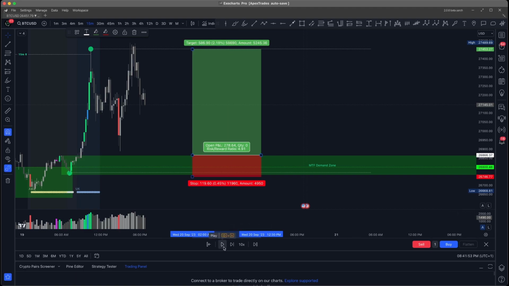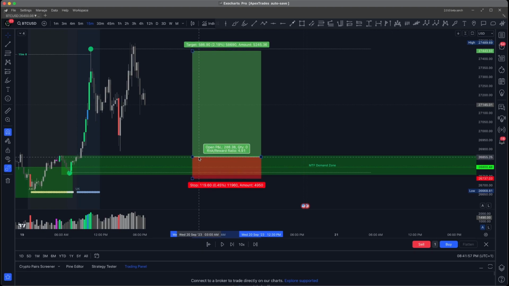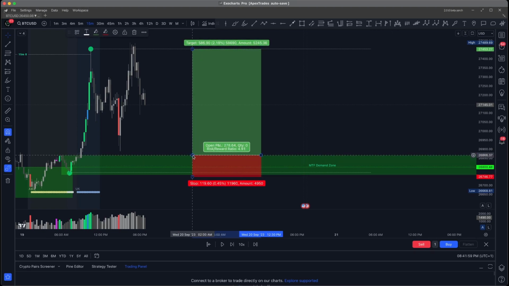It's absolutely no problem, because what we're aiming for is decent risk to reward. On this, I'll bring this down so I've got a 5-to-1 there, something like that. Stop is just below the demand zone here. Let's play on.